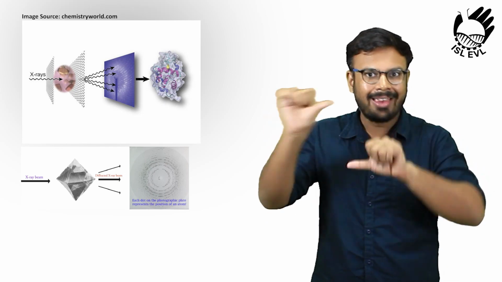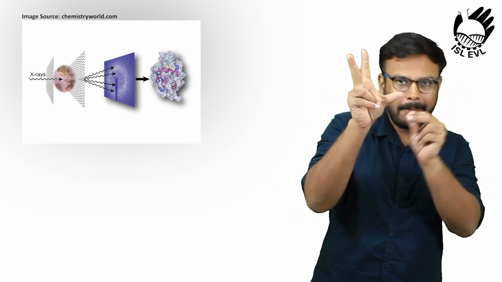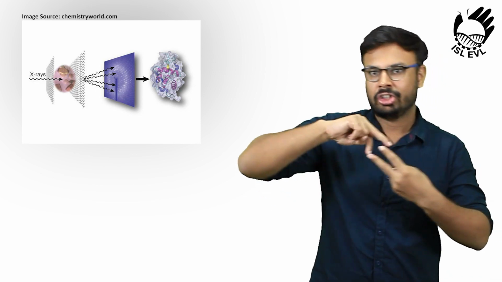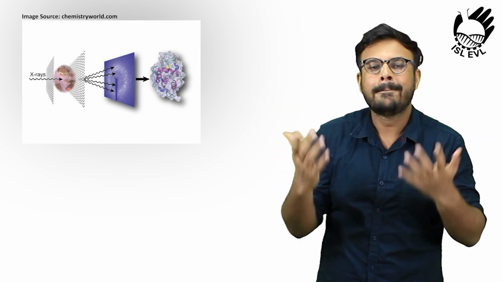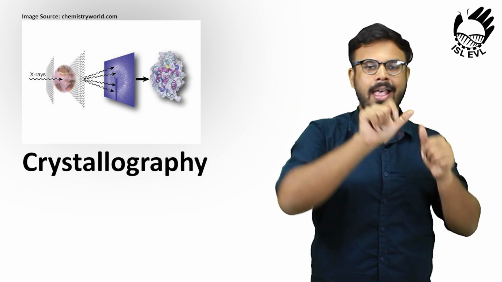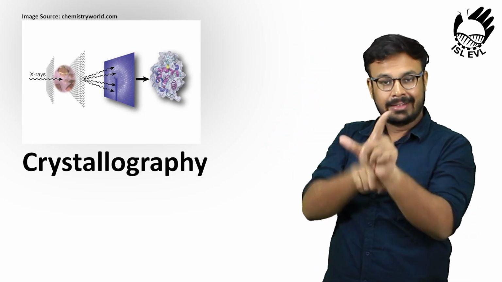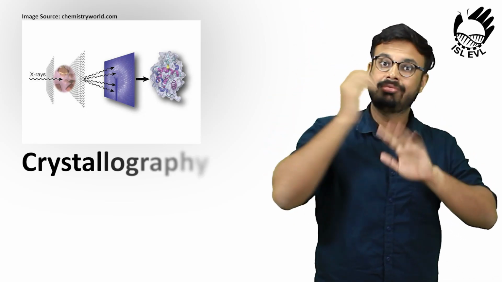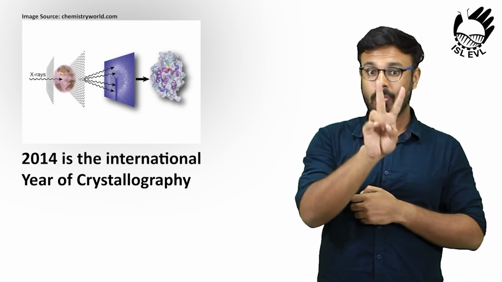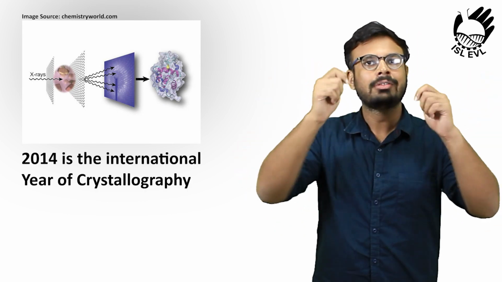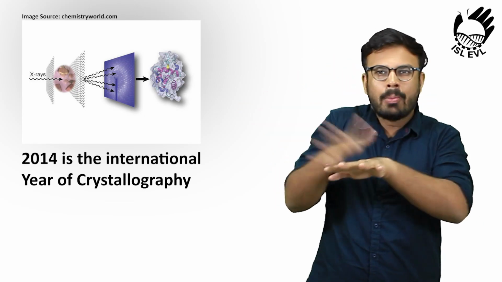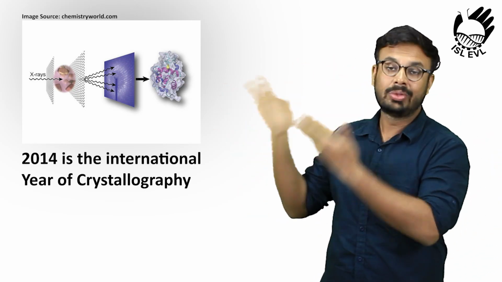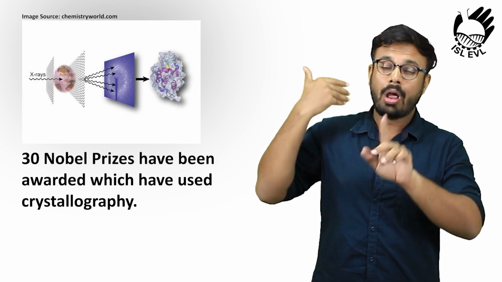And to help celebrate their victory, 2014 is the International Year of Crystallography. The two Braggs were awarded the Nobel Prize for this discovery in 1915. And at the age of 25, Lawrence Bragg is still the youngest ever winner of the Nobel Prize in the sciences. Since this discovery, nearly 30 Nobel Prizes have been awarded which have used crystallography.